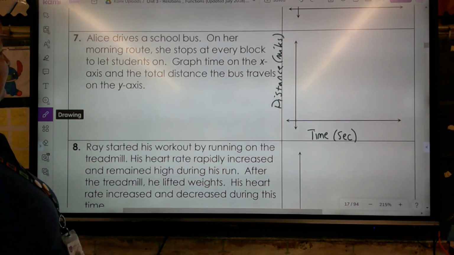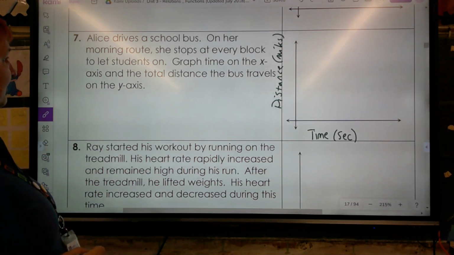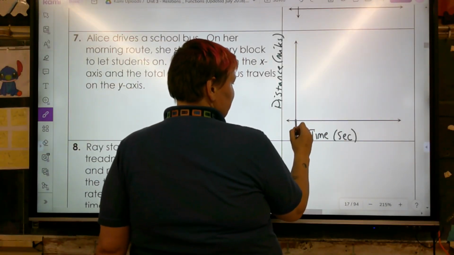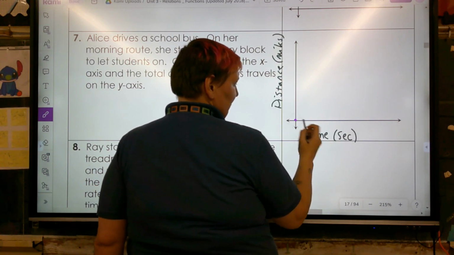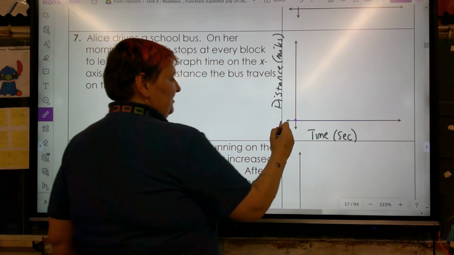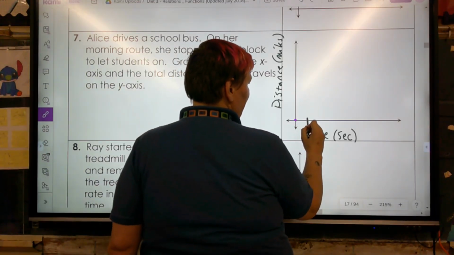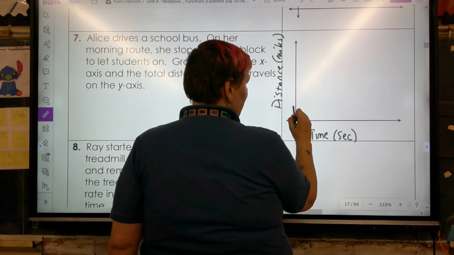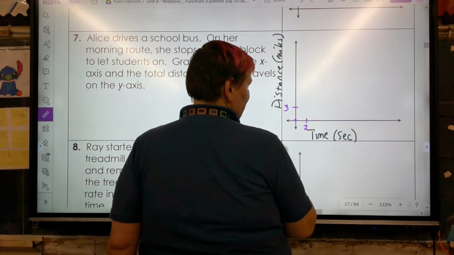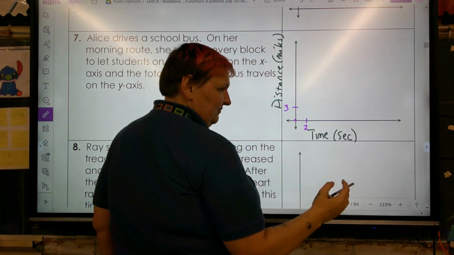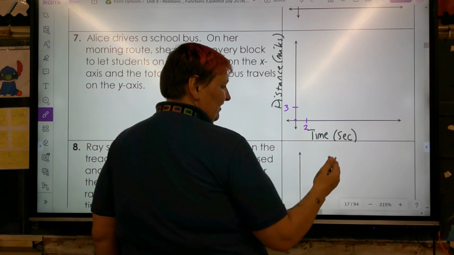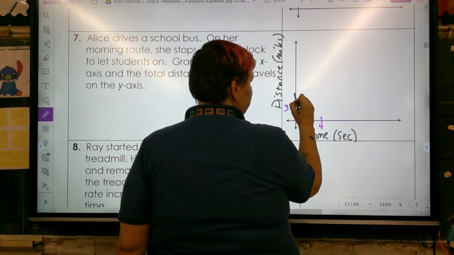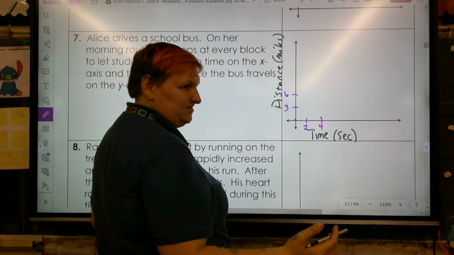All right, so it says on her morning route, she stops at every block. So you're going to do time and distance. If she starts at 0, 0, that's 0 time, 0 distance. And then she's going to drive for 2 minutes. And it's going to take her 3 miles. And she's going to stop. And then she's going to drive for 2 more minutes, and she's going to go 3 more miles. And then she's going to stop.